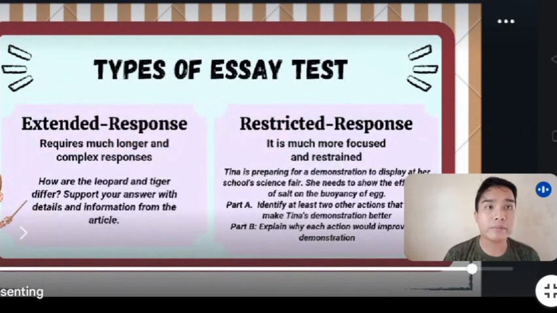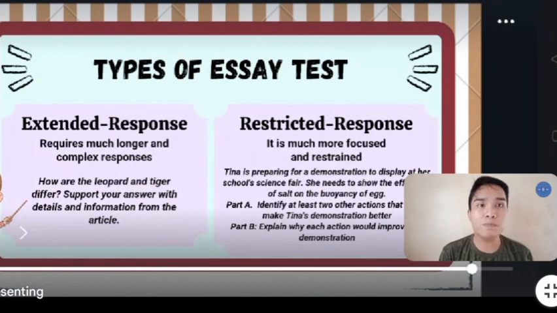Ayan, there are also two types of essay test, which is the extended response and the restricted response. So, the extended response, much longer and complex responses. So, ito yung example. How are the leopard and tiger differ? Support your answer. There is always the phrase, support your answer. So, parang hindi lang basta sasagutin mo, but rather you should give concrete examples. While on the other hand, the restricted response, it is more focused and restrained.